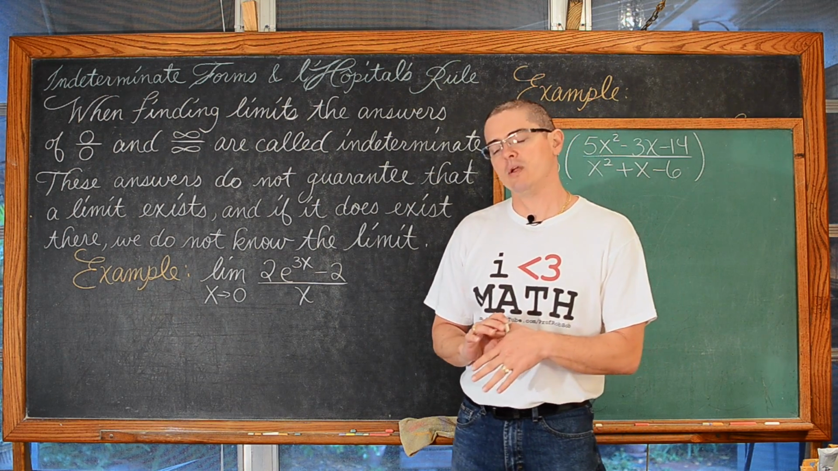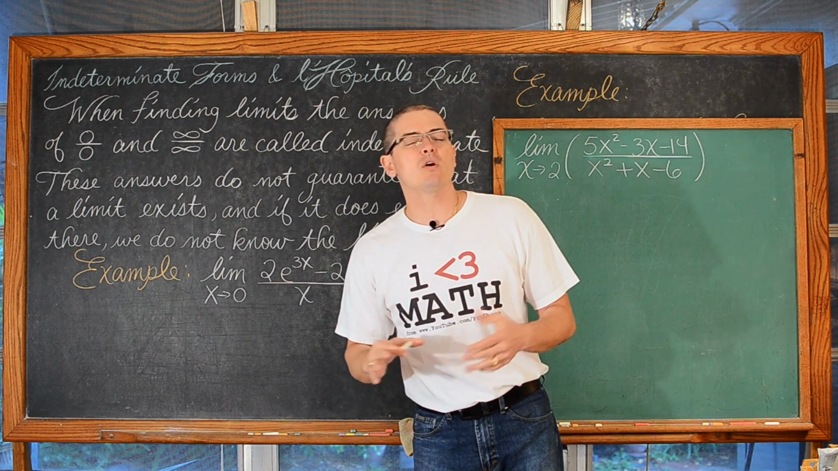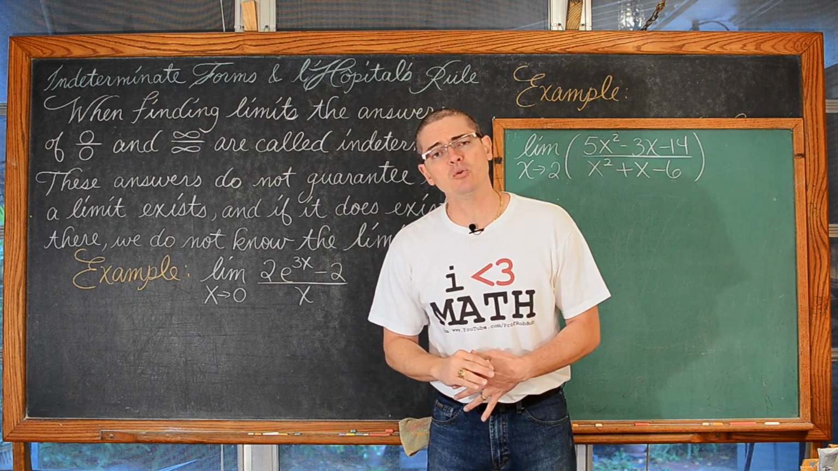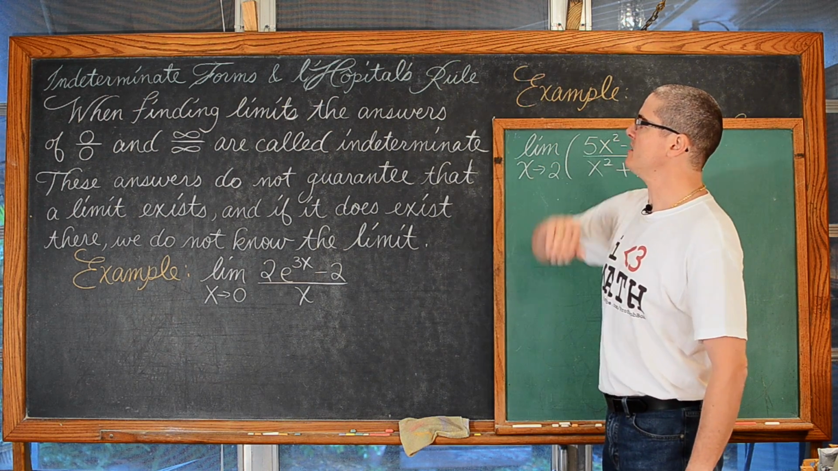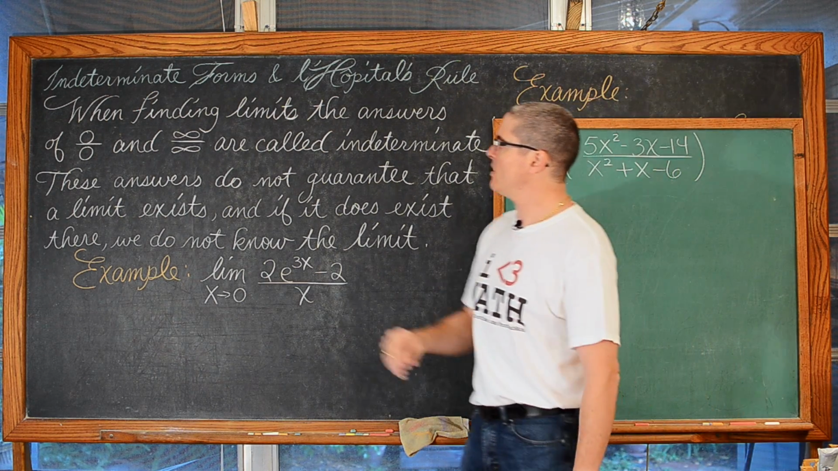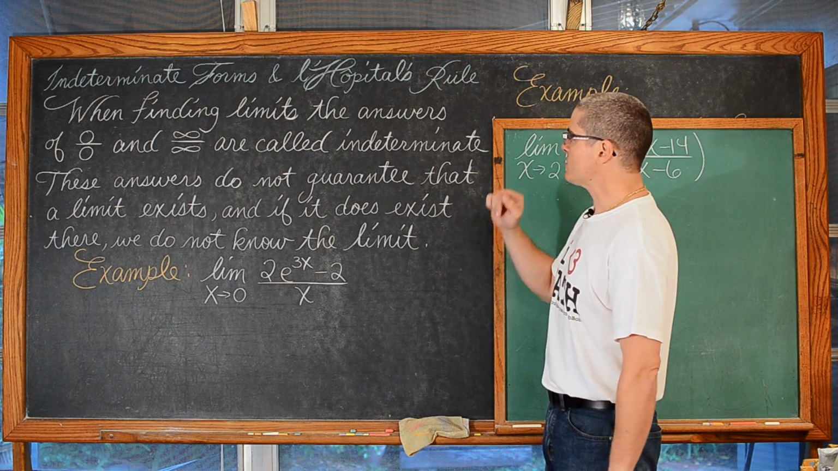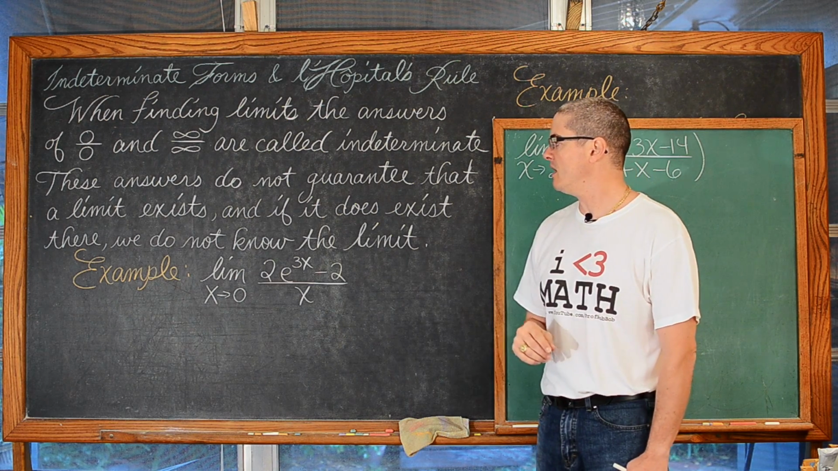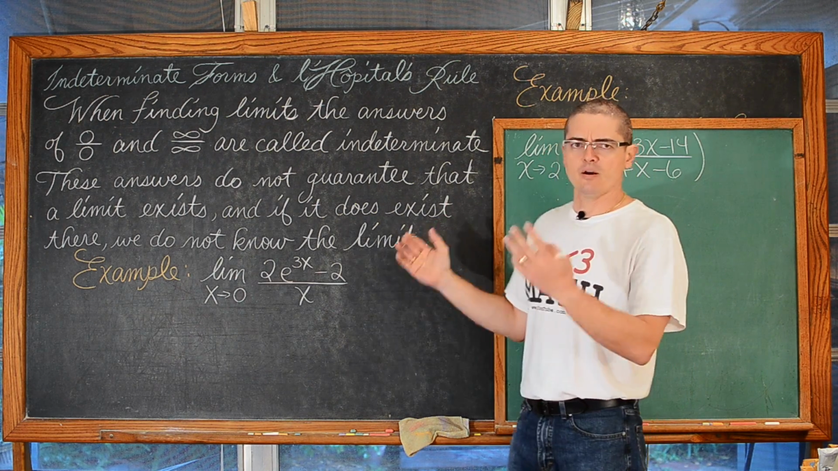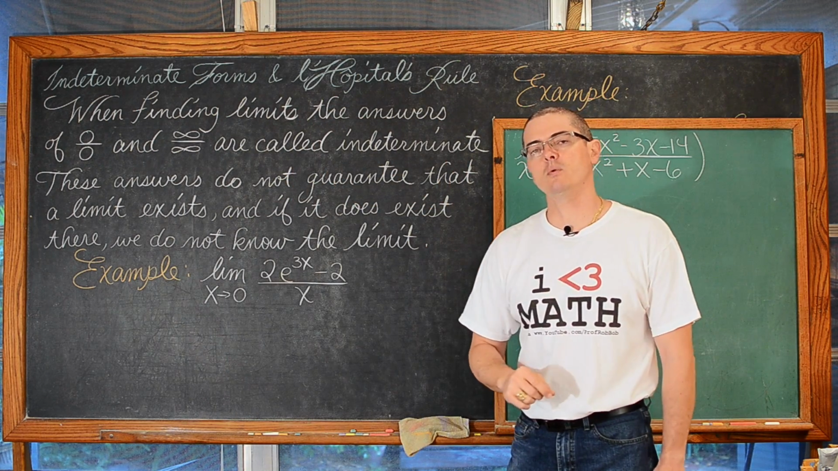So in this video we are going to be properly defining L'Hopital's rule and working through 9 examples to help you get through your homework. So, when finding limits, the answers of 0 over 0 and infinity over infinity are called indeterminate. These answers do not guarantee that a limit exists, and if it does exist, there being this, like this example here where x is approaching 2, we do not know what the limit is.